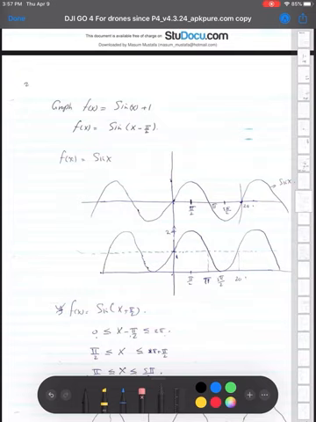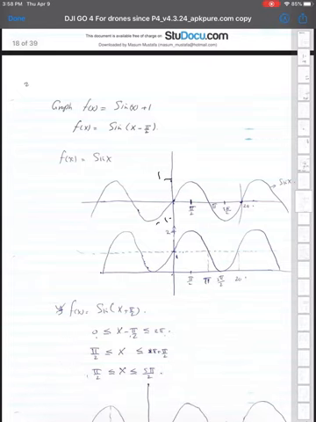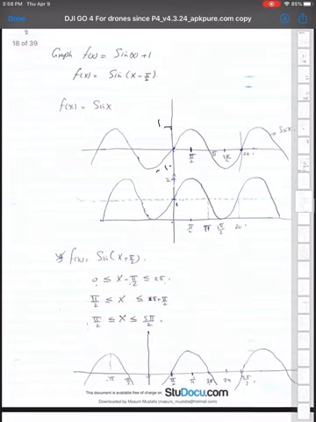So this value was +1, and this value was -1. We are shifting up by 1, so we'll add 1 to each y point. So the maximum point will now be 1 plus 1, which is 2, and the minimum point will be -1 plus 1, which is equal to 0. So this is how the graph is going to look like.